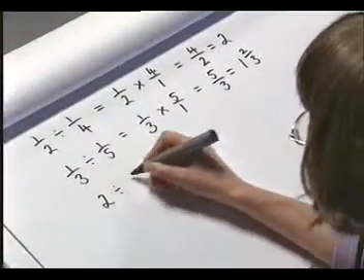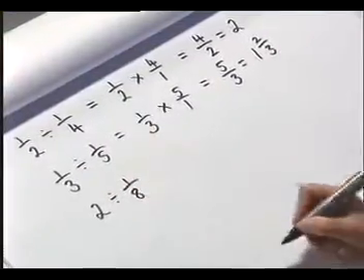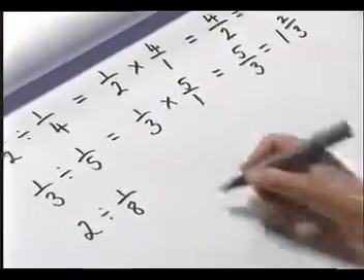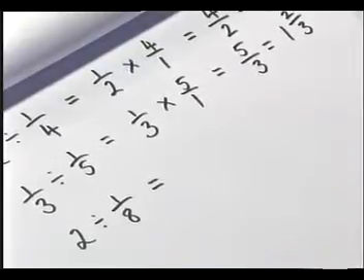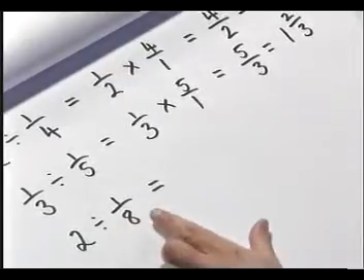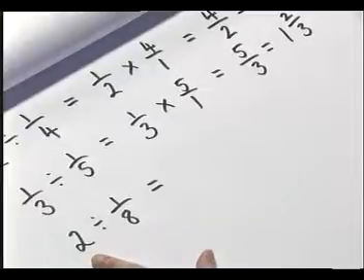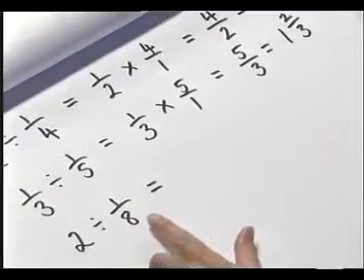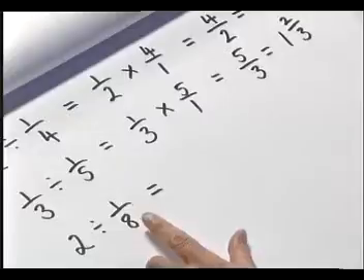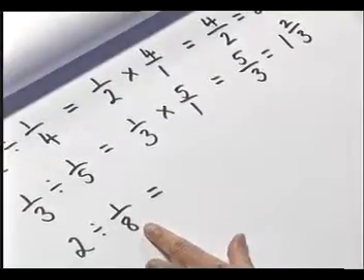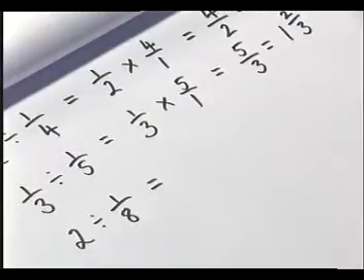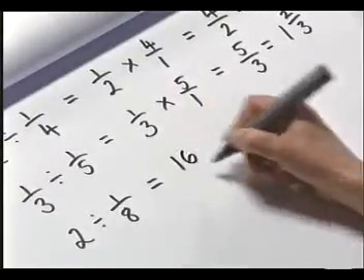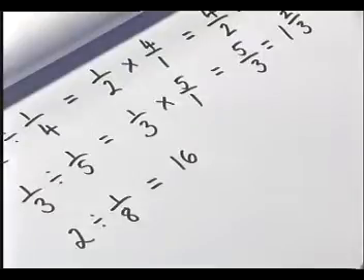Let's look at a whole number now, divided by a fraction. So let's look at 2 divided by 1/8. So we're saying we've got 2 whole ones, and we want to know how many eighths fit into the 2 whole ones. Well, if we think about it, we know that there are 8 eighths in a whole one. So if we've got 2 whole ones, there must be 16 eighths. So we know our answer is 16.